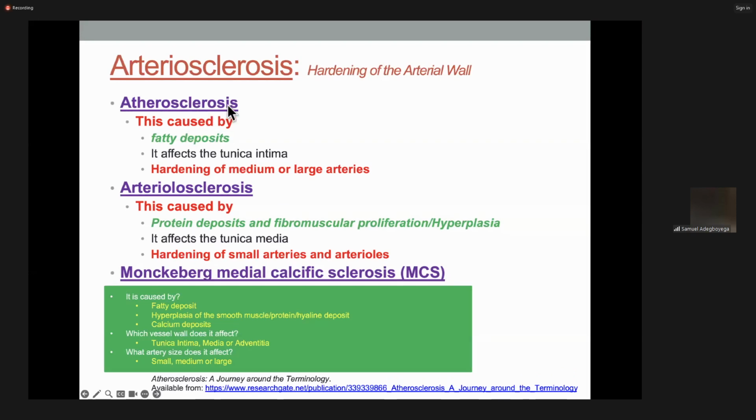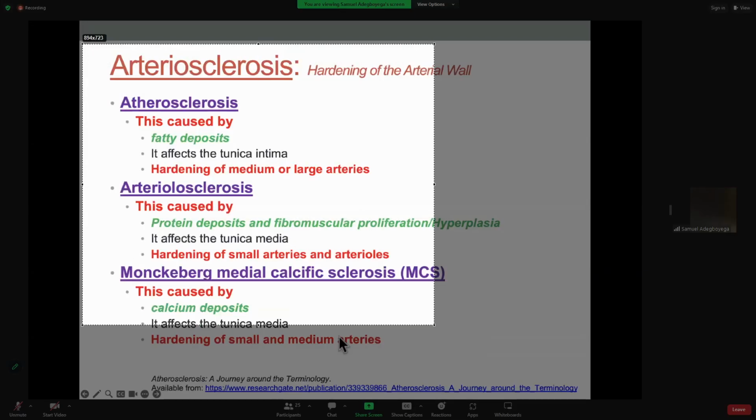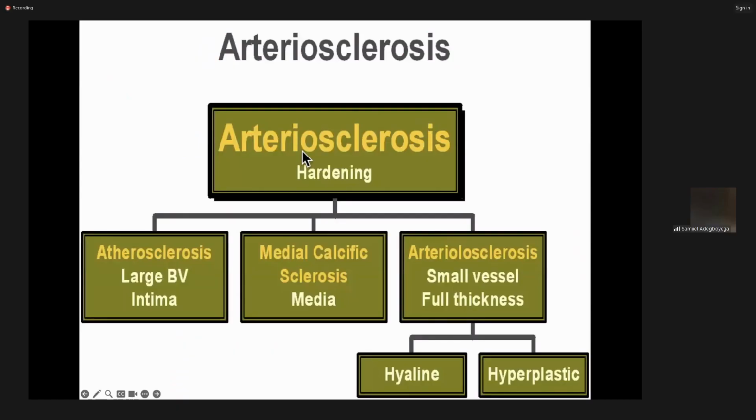The main thing I think you guys should know here is which vessel is really being affected. With atherosclerosis, the fatty deposit is in the large or medium arteries. Arteriolosclerosis is the small vessels and arterioles. And Monckeberg is the small and medium. So basically, that's what you have to know here. We discussed it multiple times, so I won't go into depth about that. This is just going over it again.